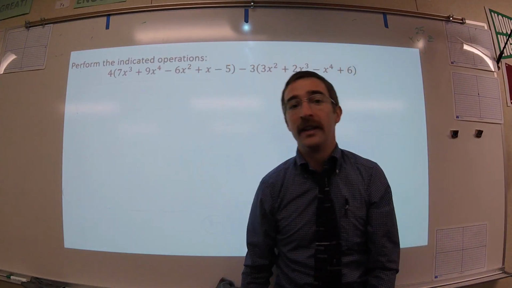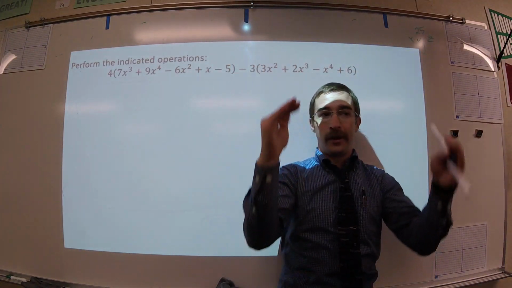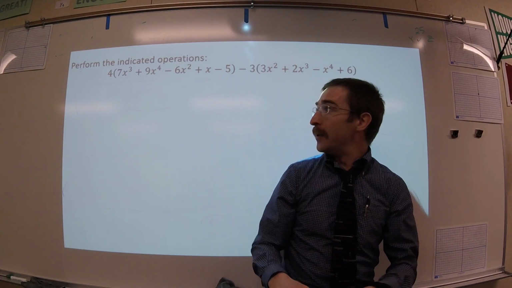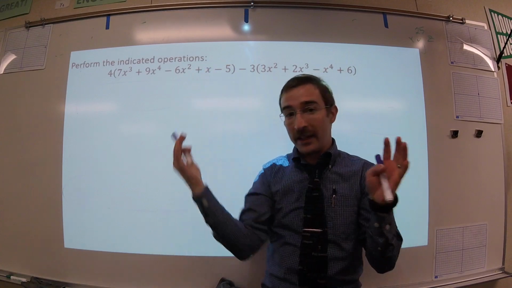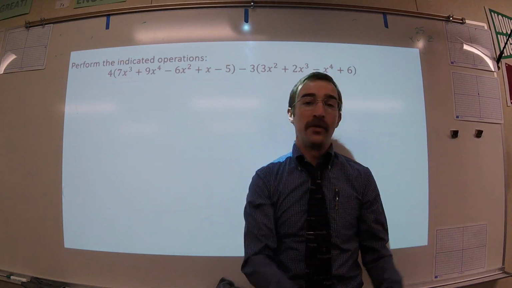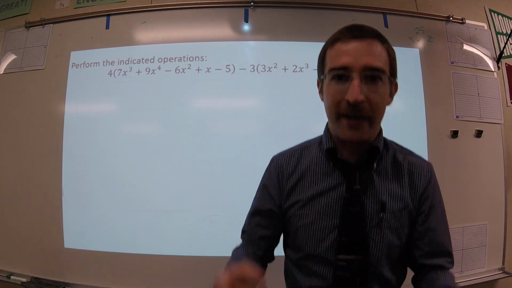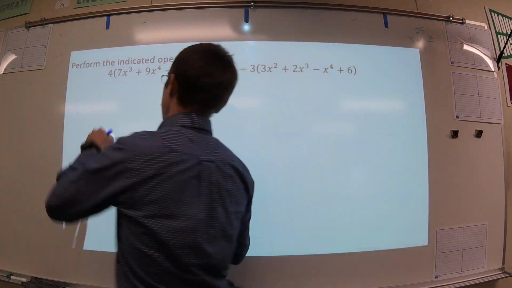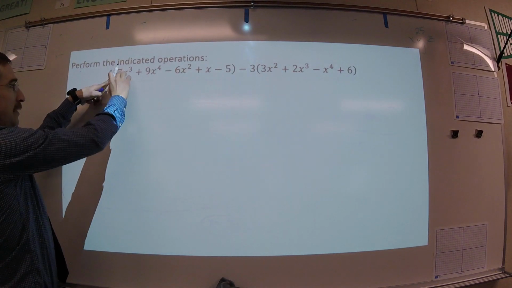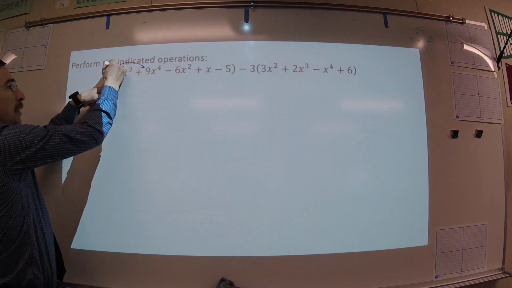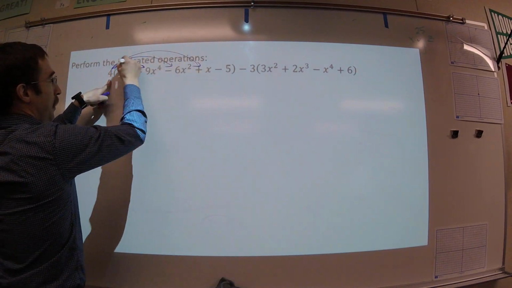So what we got to do here is anytime you see a number right next to parentheses, that's implied multiplication. And because there's addition and subtraction inside those parentheses, we can use the distributive property to bring that multiplication through. So we're going to do that as our first step. So here we have a positive 4 parenthesis, that means positive 4 times. We're going to bring that positive 4 through, multiply it by everything in here.